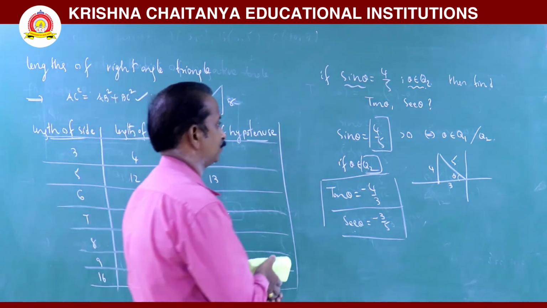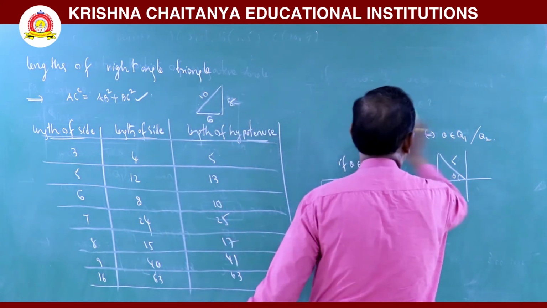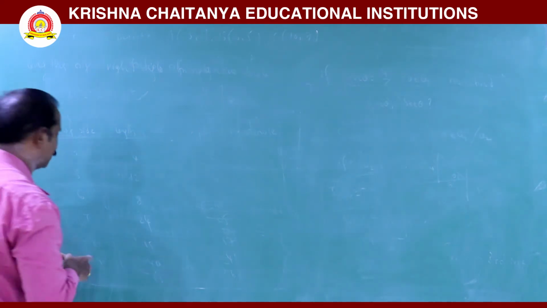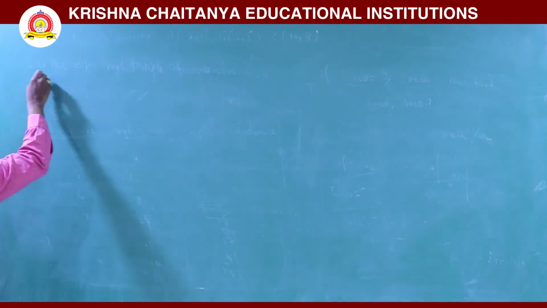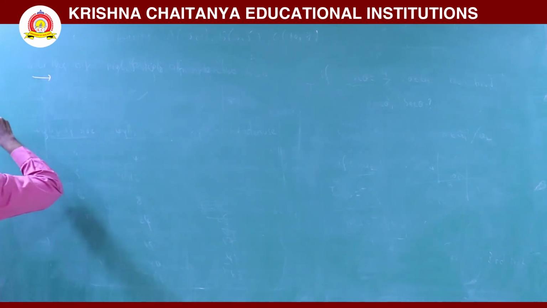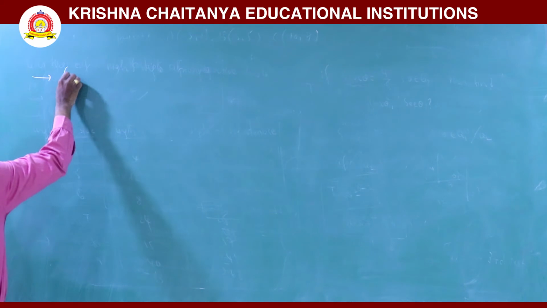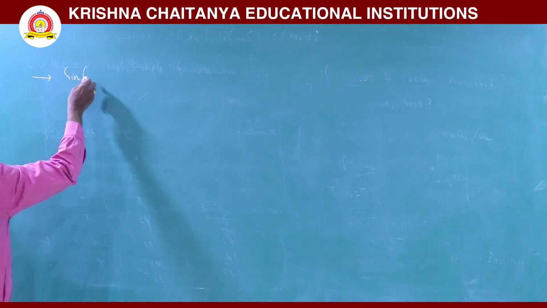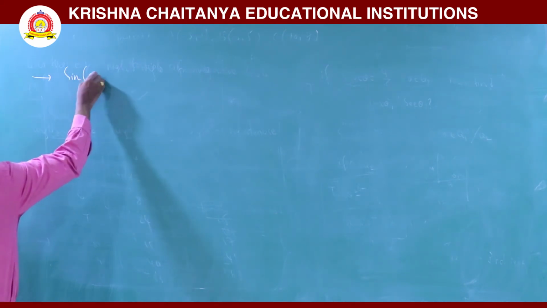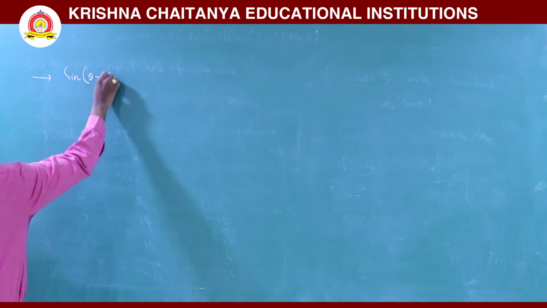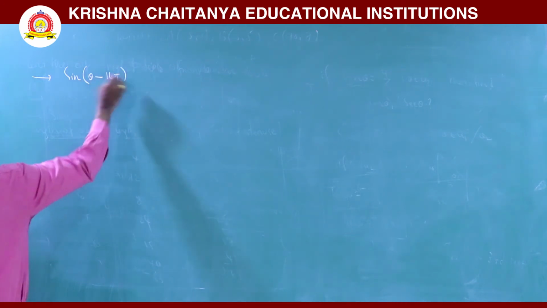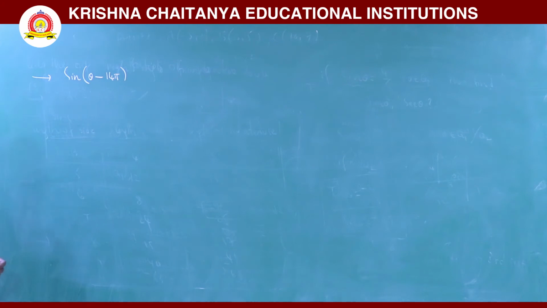Next, come to another one. Now, we can find the value of sin of theta minus 14 pi. Sin of theta minus 14 pi.